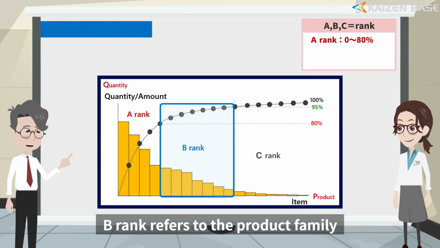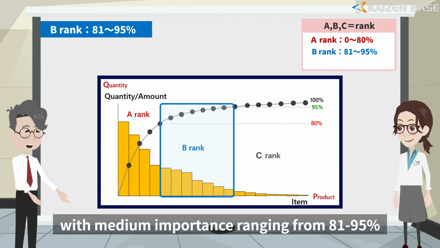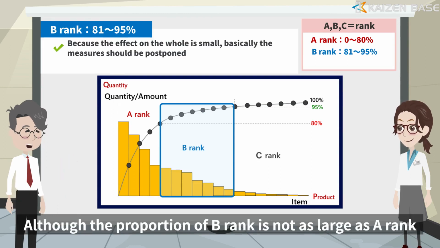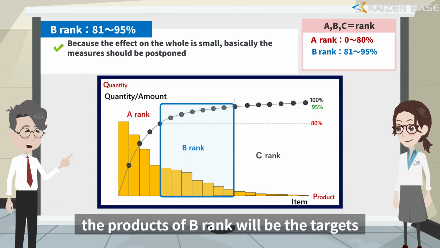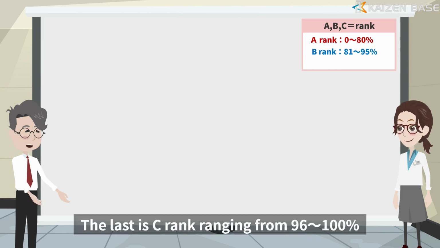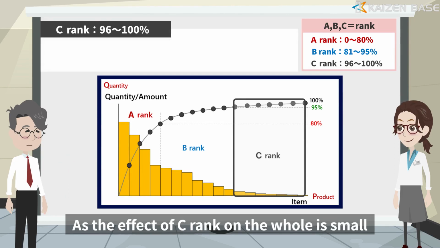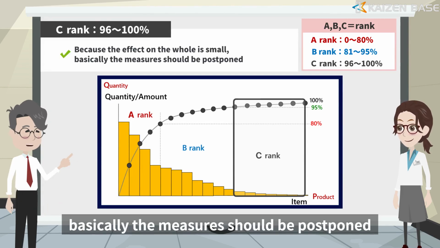B rank refers to the product family with medium importance ranging from 81 to 95%. Although the proportion of B rank is not as large as A rank, as the impact on the whole is not small, the products of B rank will be the targets to be worked on after A rank. The last is C rank ranging from 96 to 100%. As the effect of C rank on the whole is small, basically the measures should be postponed.